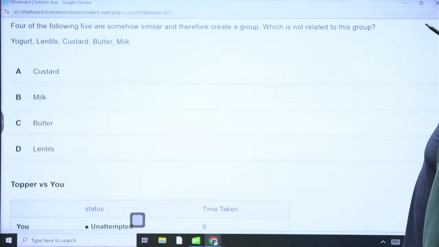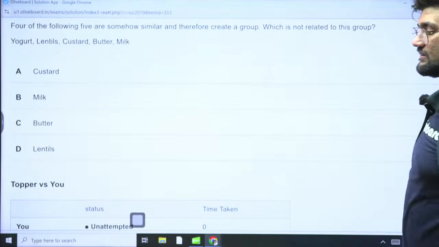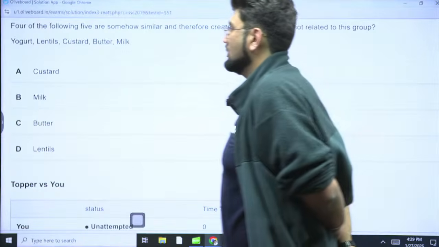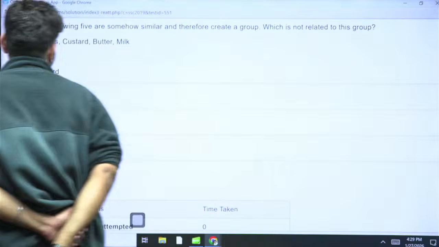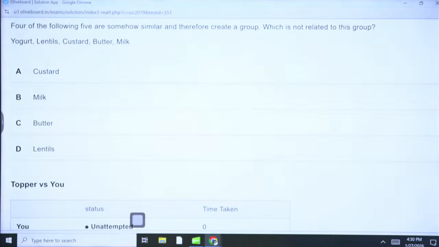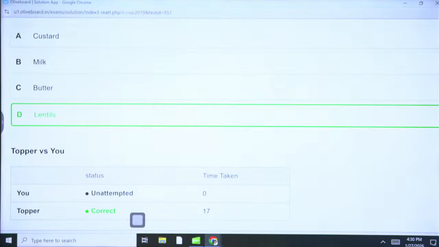Which is not related to this group. It's like classification but similarity also. Okay. Yogurt, lentils, custard, butter, milk. Yogurt, custard, butter and milk, they're all dairy products. Lentils are not. Lentils are like legumes. 17 seconds. Option D is the correct answer. Very good. Good job.